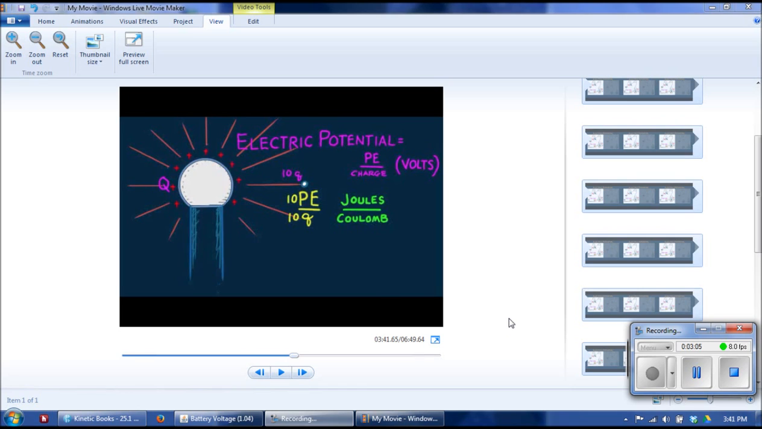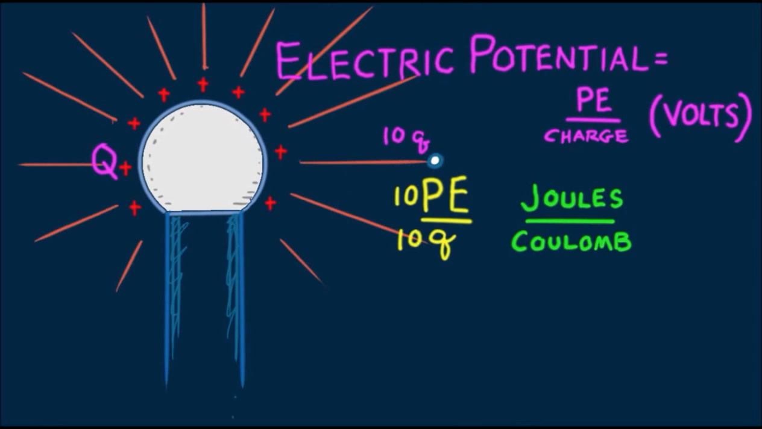So there are different levels of electrical potential. As we force charges to be where they don't want to be, we increase the electrical potential of each charge, increasing the amount of voltage, increasing the electrical potential. 1 volt equals 1 joule per 1 coulomb.